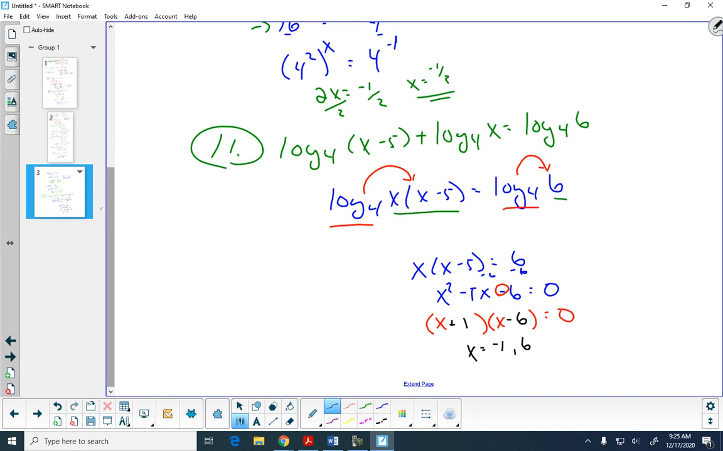So we have x is equal to -1 and 6, but once again we have to watch to make sure that we don't make any of our logs negative. Well, the -1 would get us negative logarithms up here, so my only solution that would work would be the value of 6.